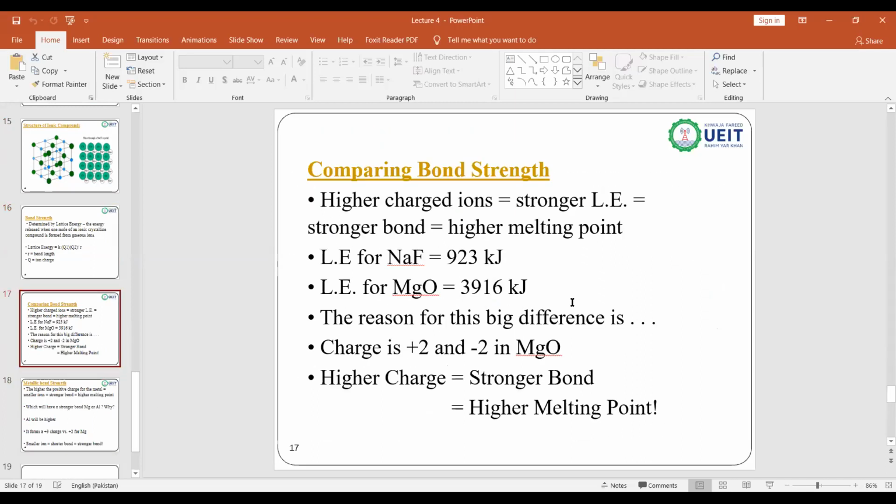Comparing the bond strength of different compounds like sodium fluoride and magnesium oxide, the reason for this big difference is that the charges are +2 and -2 in MgO. In magnesium the charge is +2 and oxygen is -2. Higher charge means a stronger bond, and a stronger bond means a higher melting point. So magnesium oxide has higher bond strength and higher melting and boiling points.